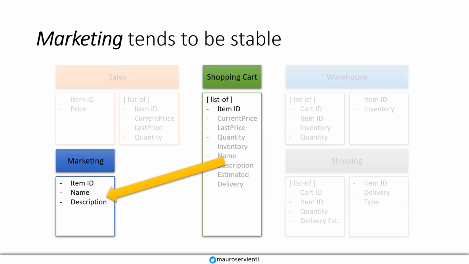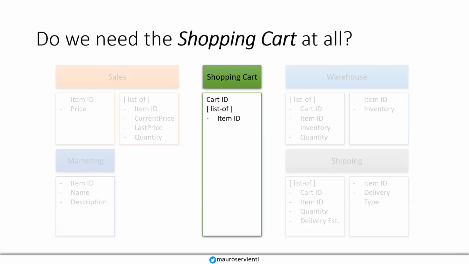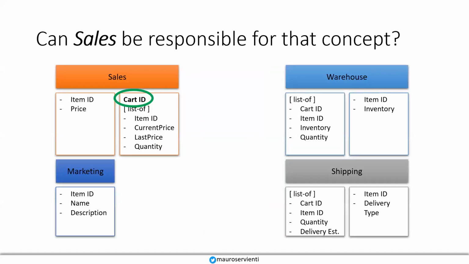If you look at the big picture now, do we still need the shopping cart at all? I mean, what we have in the shopping cart now are just the cart identifier and the list of item IDs. And can we move that responsibility to sales, for example? So what about we move the cart identifier to sales, and we remove entirely the shopping cart concept from the system? Why move into sales? This is an interesting scenario.